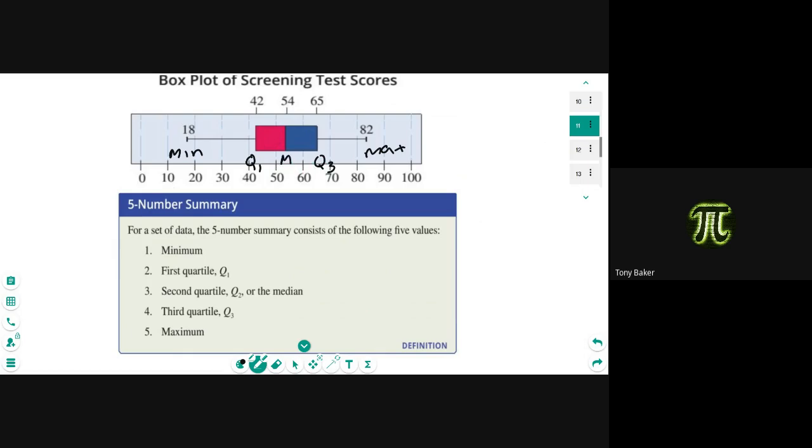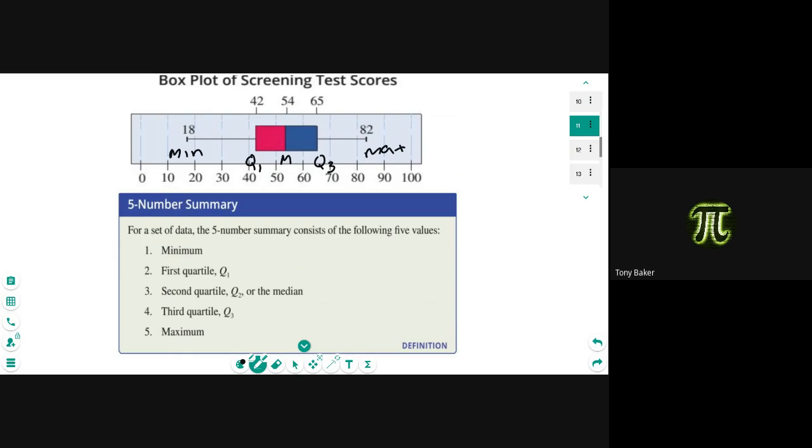So what that does is it's breaking that set of numbers up into 4 quarters. That's my first quarter, my second quarter, my third quarter, my fourth quarter. Each of those pieces have the exact same number of values. They are not the same width, they're the same number of values.